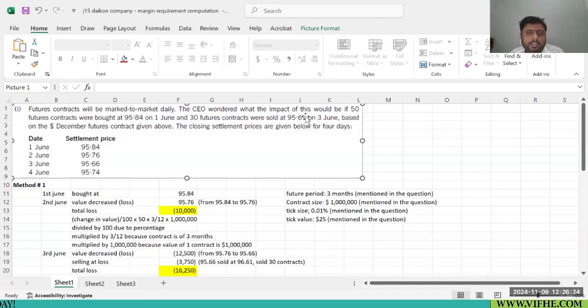The CEO wondered what the impact of this would be if 50 future contracts were bought at 95.84 on 1st of June and 30 future contracts were sold at 95.61 on 3rd June. Based on the December dollar future contracts given above, the closing settlement prices are given below for 4 days. So for example, on 1st June, the value is this. On 2nd June, this is the value. On 3rd June, this is the value. On 4th June, this is the value.